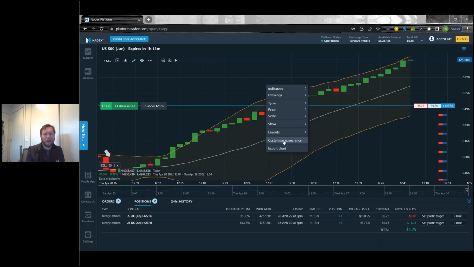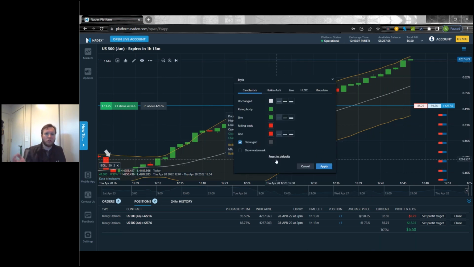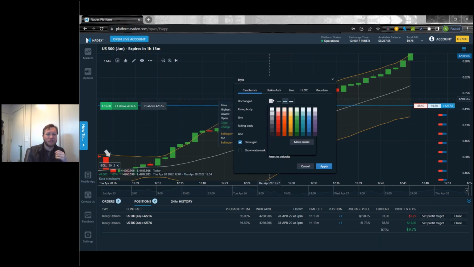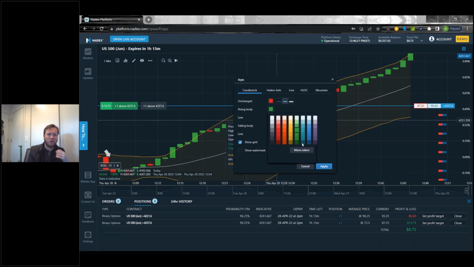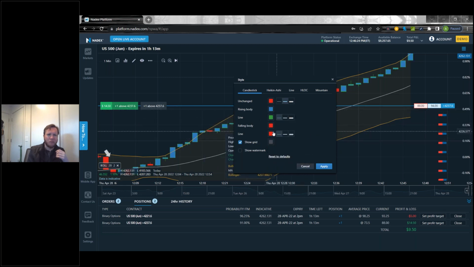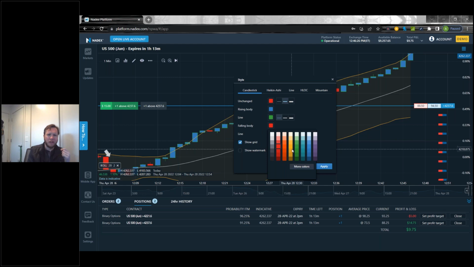We have our customized appearance. This customized appearance section is just going to let you customize the actual appearance of your chart. So everything from the candlesticks, it's actually really just the candlesticks and the lines here. So let's say I like my middle line, my unchanged candlestick, to be really thick and red. I want my rising body here to be blue and my falling body here to be yellow.